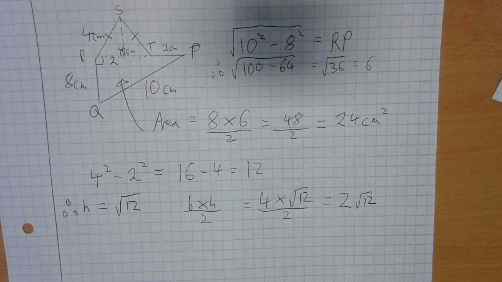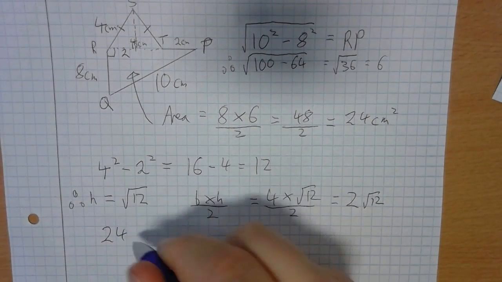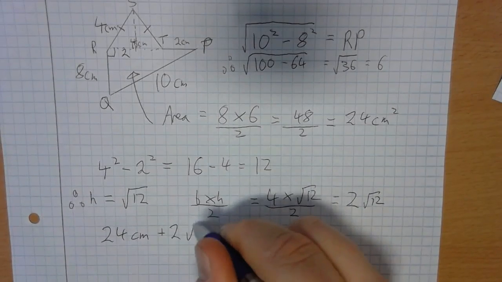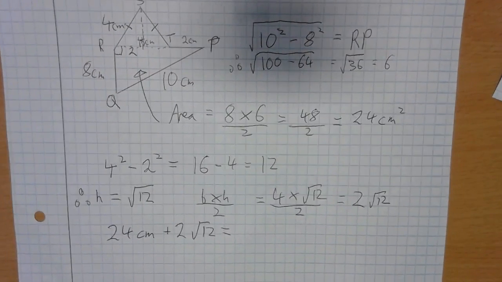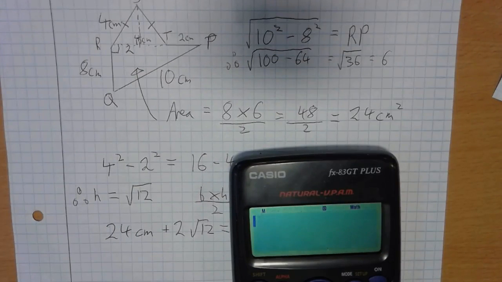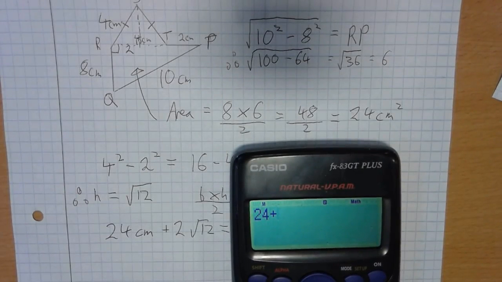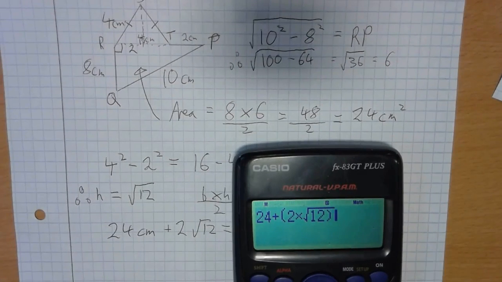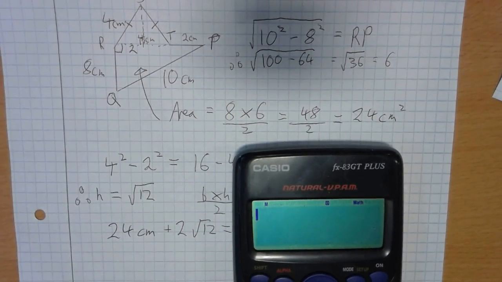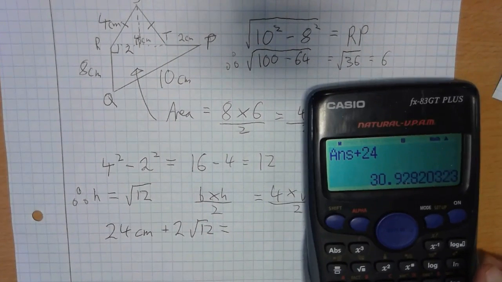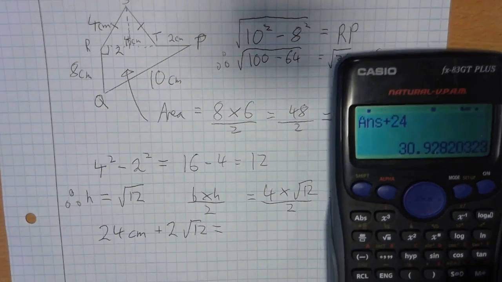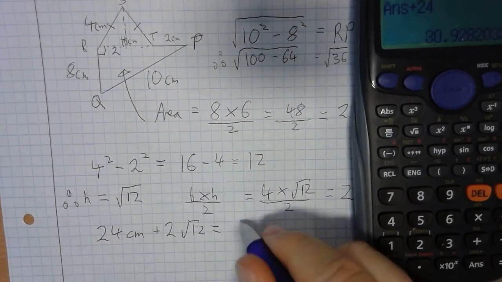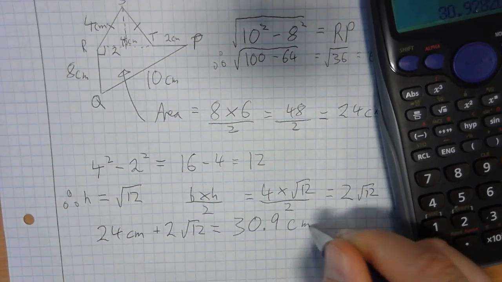So to finish this question off, all I need to do is take 24 centimeters and add 2 root 12, and that gives me my answer. At this point, do not round early, only at this point introduce your calculator. 24 plus brackets 2 times root 12 equals, oh, gone wrong there. Let's do 2 times root 12. And I'm going to add 24, and that gives me 30.9, and if it's to 3 significant figures, it's 30.9, and careful with your units, centimeters squared.